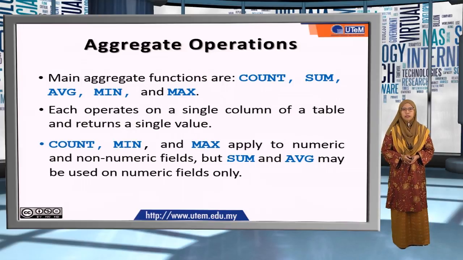Count, min, and max functions can be applied to numeric and non-numeric fields, but sum and average may be used on numeric fields only. For example, count, min, and max functions can be applied to attributes with date data type, but sum and average cannot be applied to attributes with date data type.